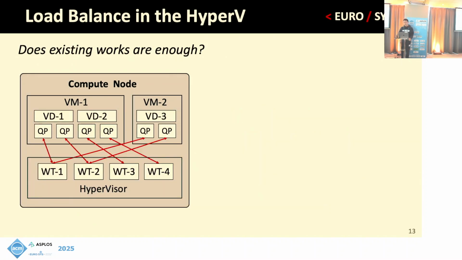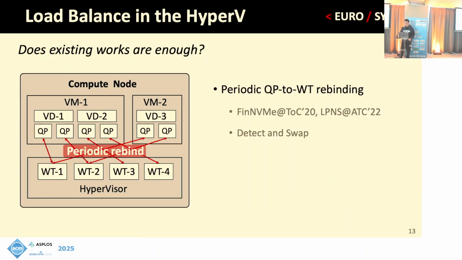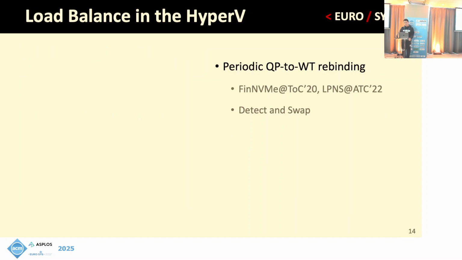So we wonder if there is any existing work that can address this issue. We noticed that prior works proposed periodic QP to WT rebinding. This method periodically identifies the hottest worker and swaps its QPs with the coldest one. So we evaluate the periodic rebinding on our hypervisor using a trace-based simulation.